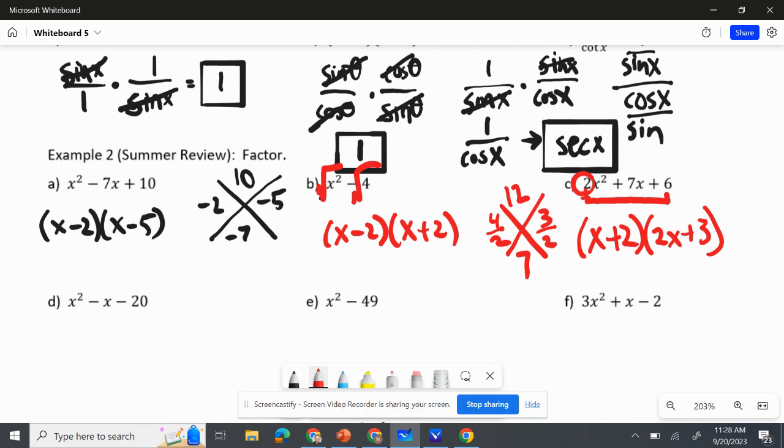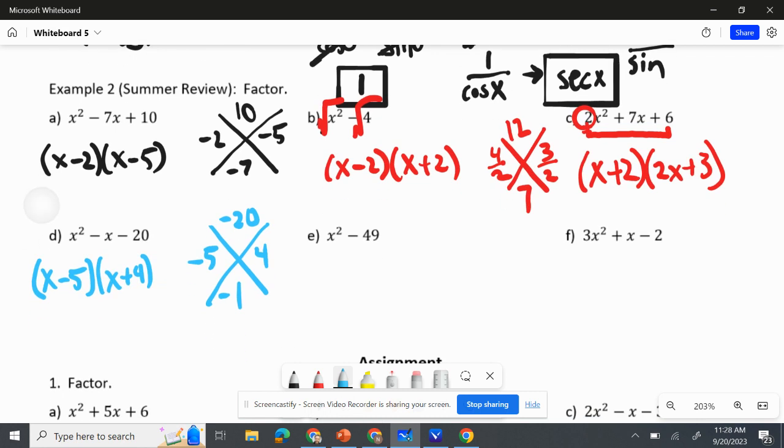Now for letter D, we're going to do the same thing. We're going to use the x method. 2 numbers that multiply together give us -20, add up to -1, and that would be -5 and 4. So what we have is x minus 5, and we have x plus 4.